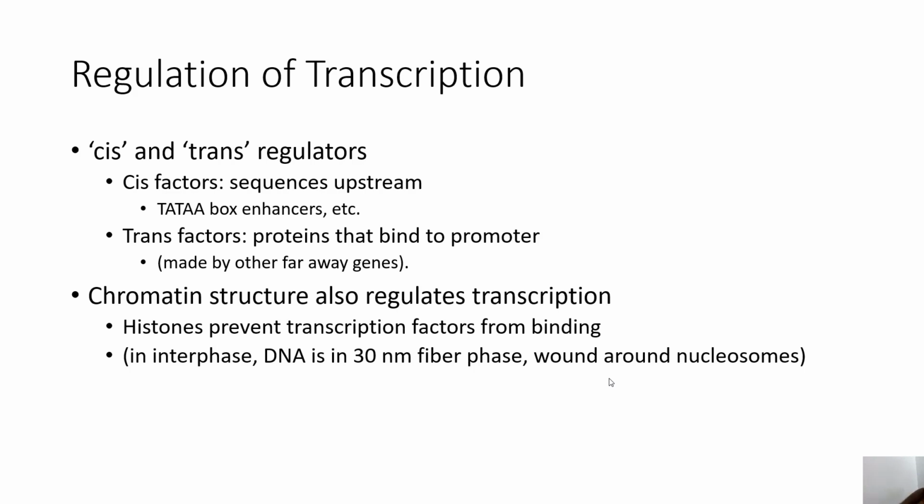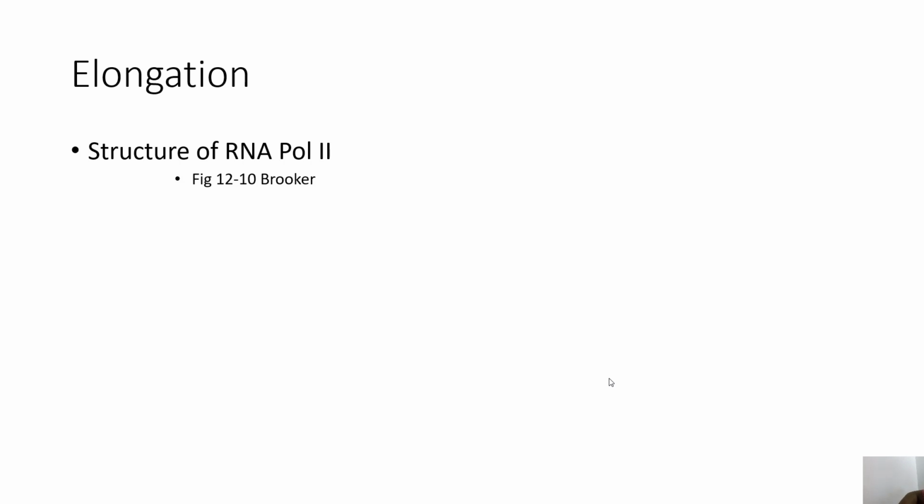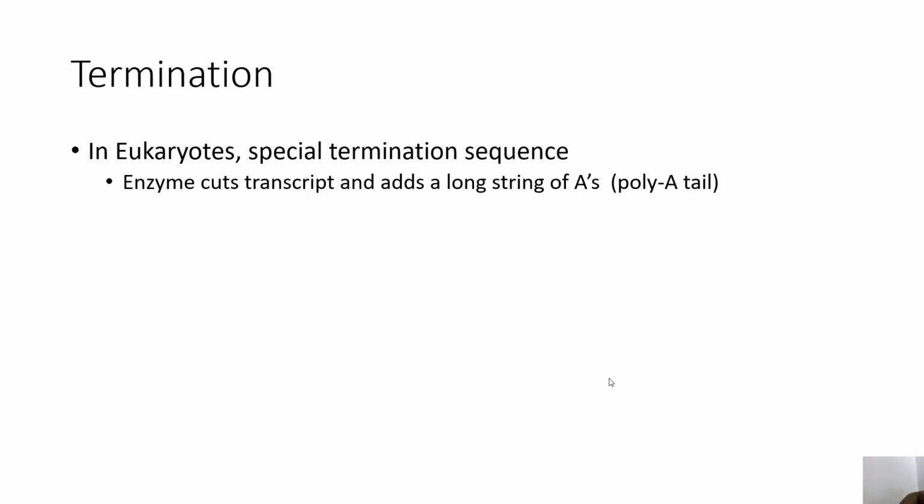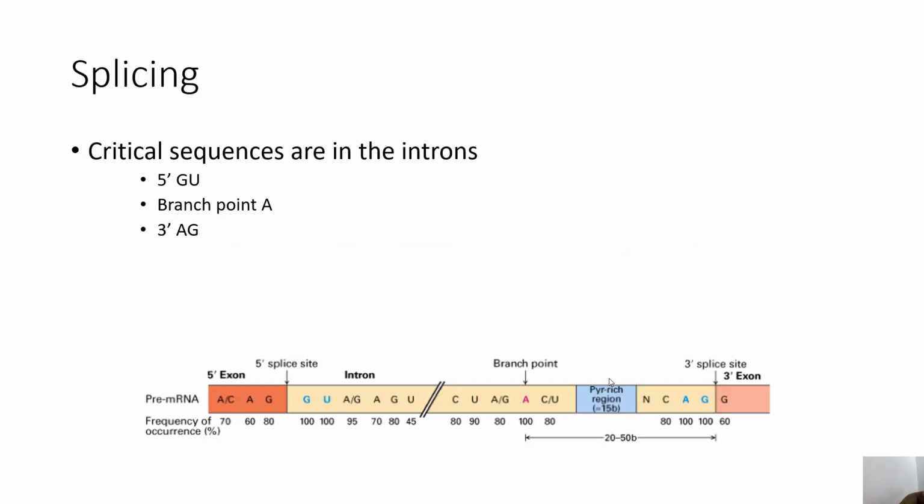In interphase, DNA is a 30 nanometer fiber wound tightly around nucleosomes. The structure of RNA: the transcript adds a poly A tail. So the critical sequences in the introns are 5' GU, branch point A, 3' AG.